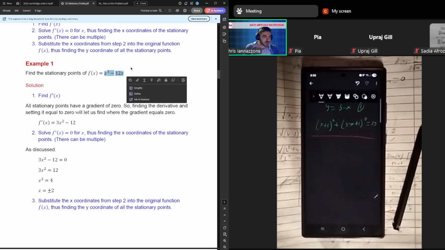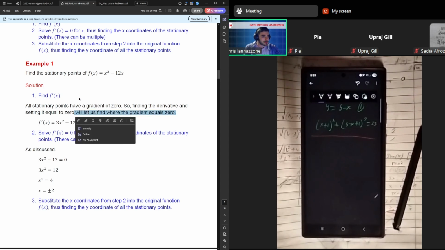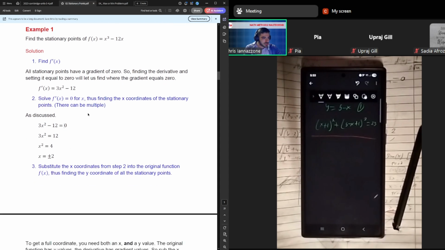But okay, here's an example. Find the stationary points of this cubic. First thing we're going to do is find our derivative, f dash of x. So f dash of x is therefore 3x squared minus 12, and then we're just going to set that equal to 0 for that second stage. This one is a quadratic, and so it ends up having two solutions. You're going to have plus and minus 2 for this one. So that implies that this cubic is going to have two stationary points, which you should be at least familiar with based on how to sketch a cubic like this.